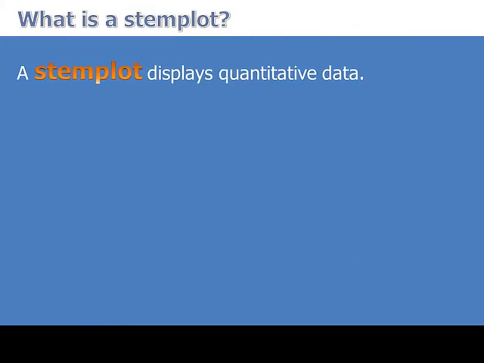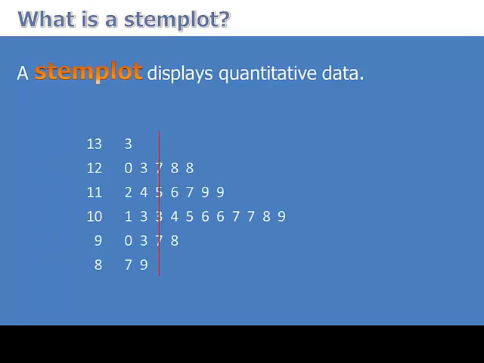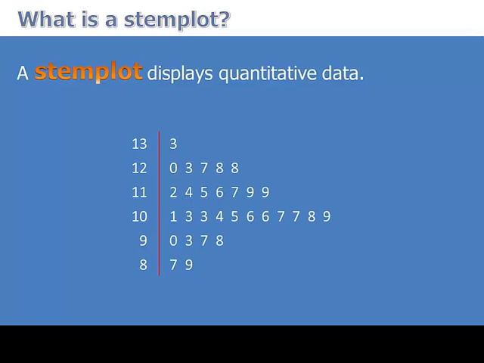A stemplot is used to display quantitative data, generally from small data sets, say 50 or fewer observations. This stemplot shows IQ scores for 30 students. The entries on the left are called stems, and the entries on the right are called leaves. Each leaf represents a single value from the dataset. In this example, our dataset consists of 30 IQ scores, so the stemplot has 30 leaves.